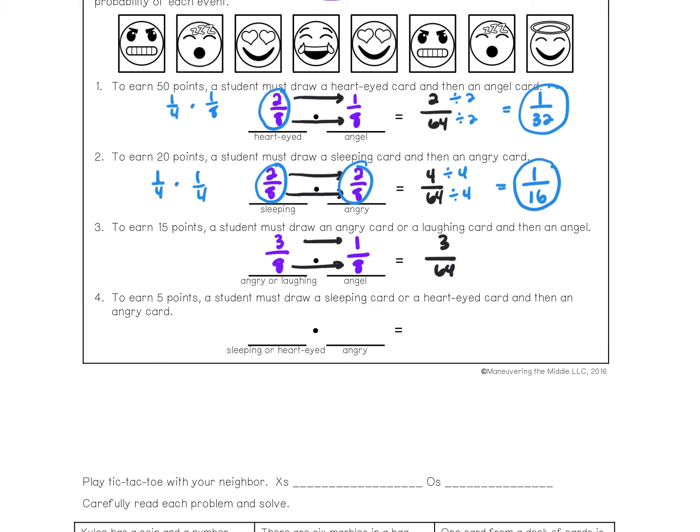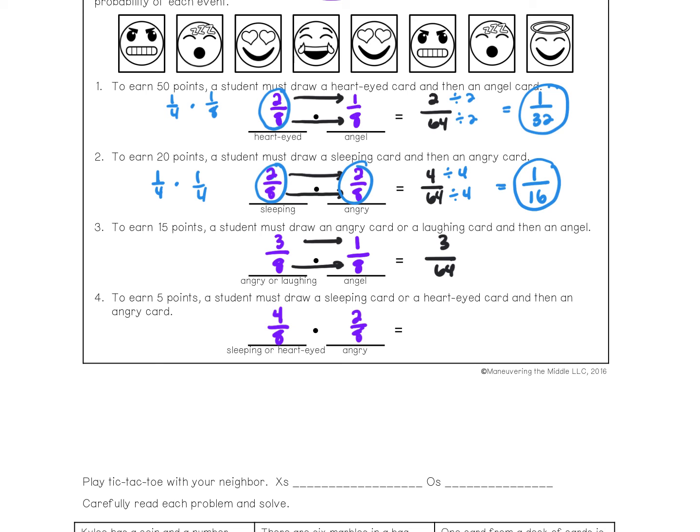So I'd like you to pause the video for a minute and see if you can write the 2 probabilities that we need to use for number 4. So please find the probability of sleeping or hard-eyed cards and the probability of an angry card, and then replay this video or start this video again when we have that done.